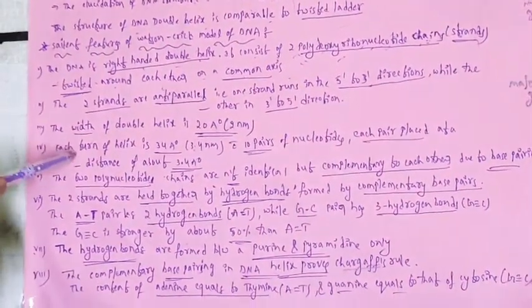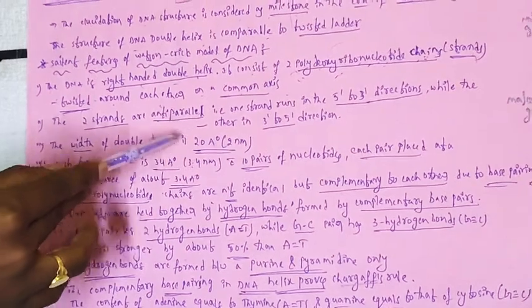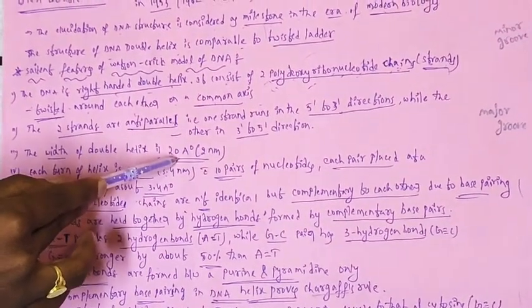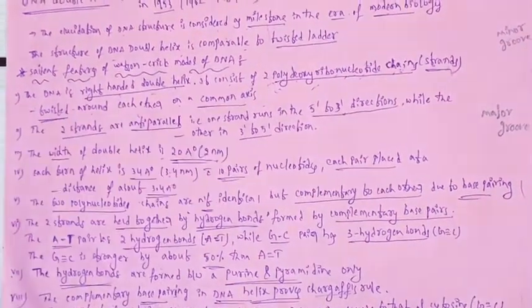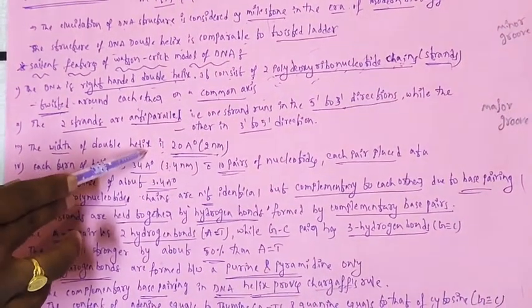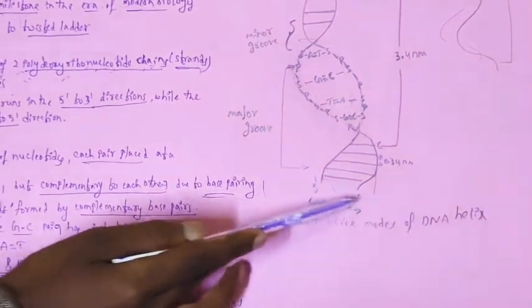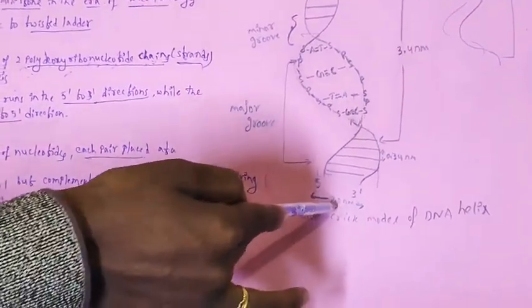Next, the width of the double helix is 20 angstroms or 2 nanometers. 1 nanometer equals 10 angstroms, so the width of the double helix is 20 angstroms. You can see here the width of this is 2 nanometers or 20 angstroms.